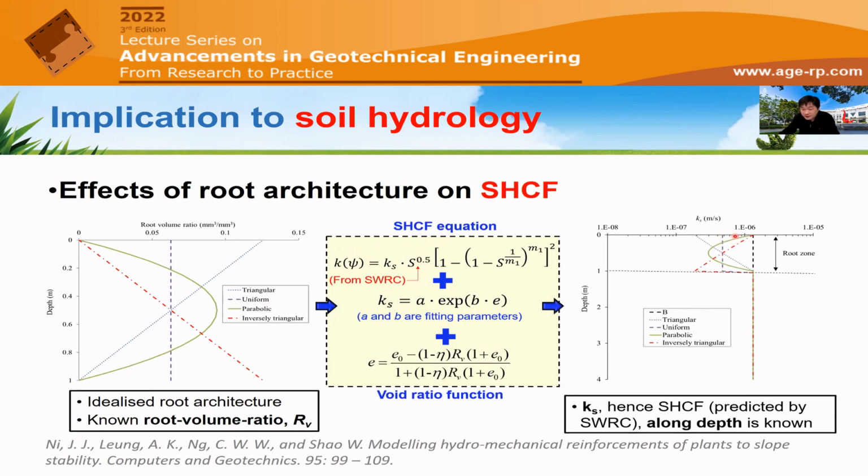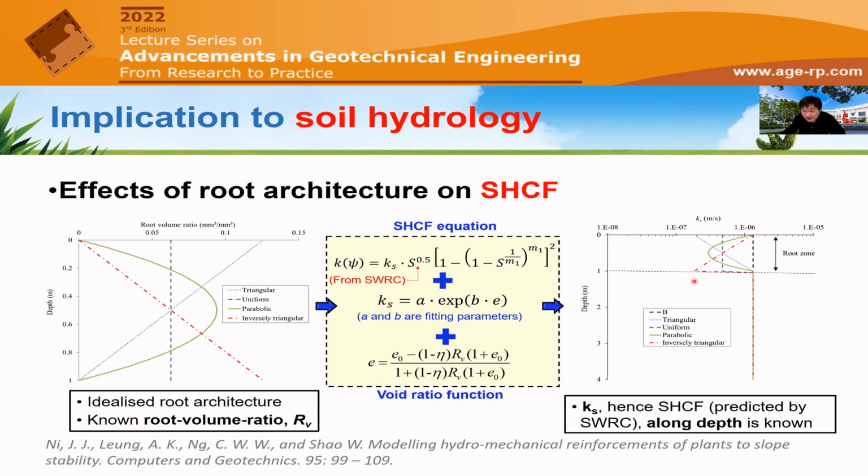And again, we are using this simple empirical equation to capture how the void ratio affects your saturated permeability. Because fundamentally, permeability in the saturated state is a sole function of void ratio. So if you use this new void ratio function to capture the effect of RV, then we can estimate how the saturated permeability is affected as well. So that is the result.